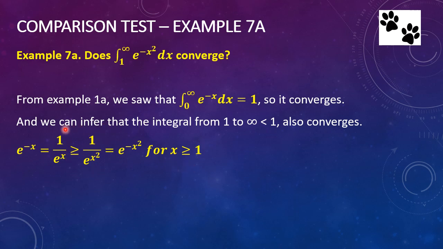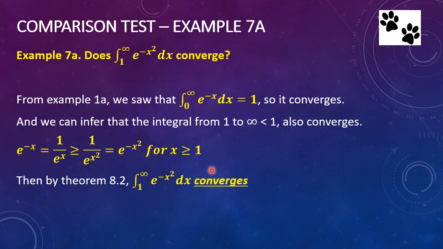If we go to 2, then if x is 2, for example, we get 1 over e squared. But here we get 1 over e to the power of 2 squared, e to the 4th. Because this is in the denominator, e to the 4th is larger than e squared. So e to the negative x is going to be greater than or equal to e to the negative x squared for all values of x greater than or equal to 1.